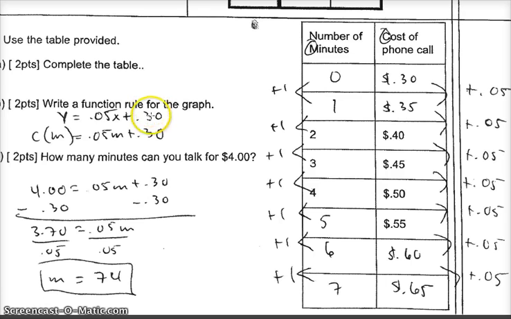Either of these two answers would be acceptable. This is in slope-intercept form. This is a better one. This is in function notation rule.